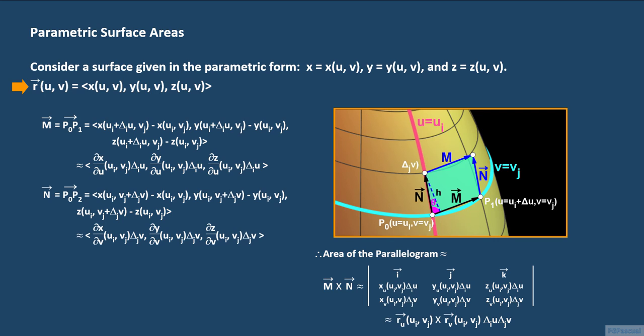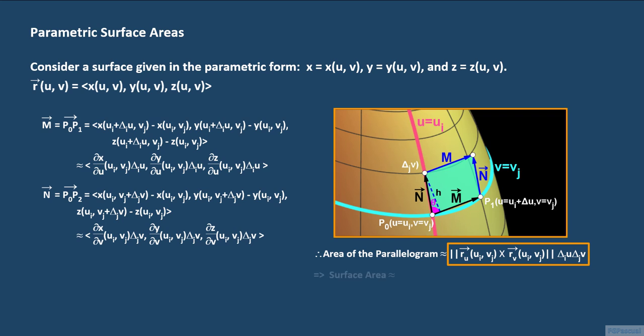Therefore, the area of the parallelogram is approximated by the magnitude of the cross product of r sub u and r sub v, multiplied by delta sub i u, delta sub j v. And so here is our fundamental element of surface area. And so we approximate the surface area by the double summation over i and j of the magnitude of the cross product of r sub u and r sub v, multiplied by delta sub i u, delta sub j v.